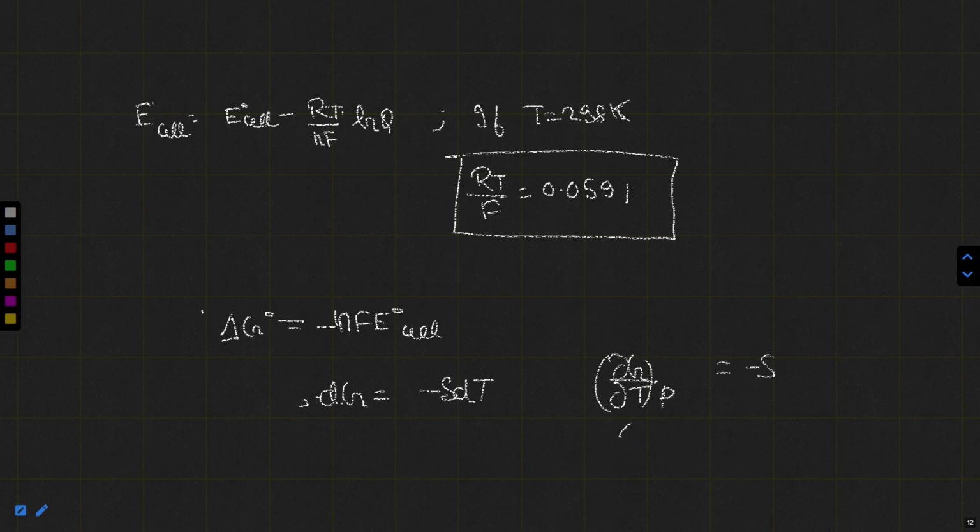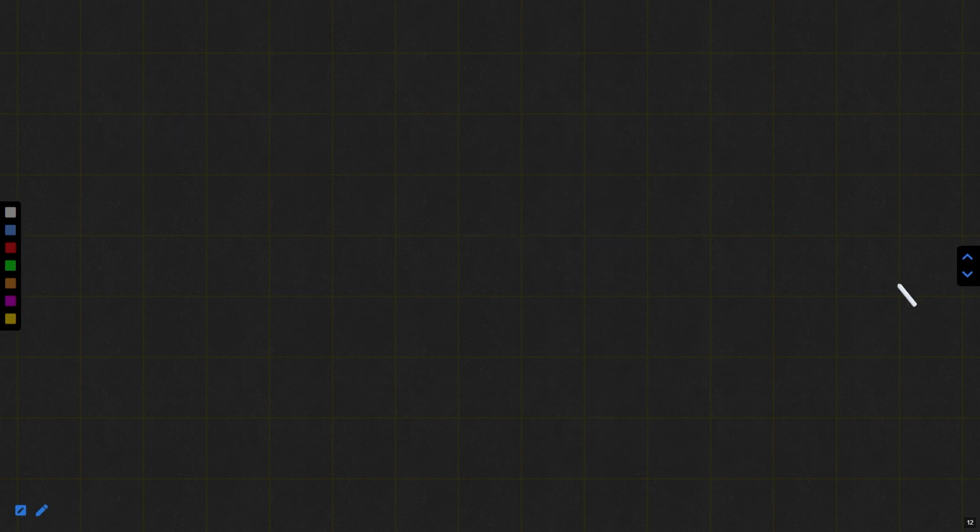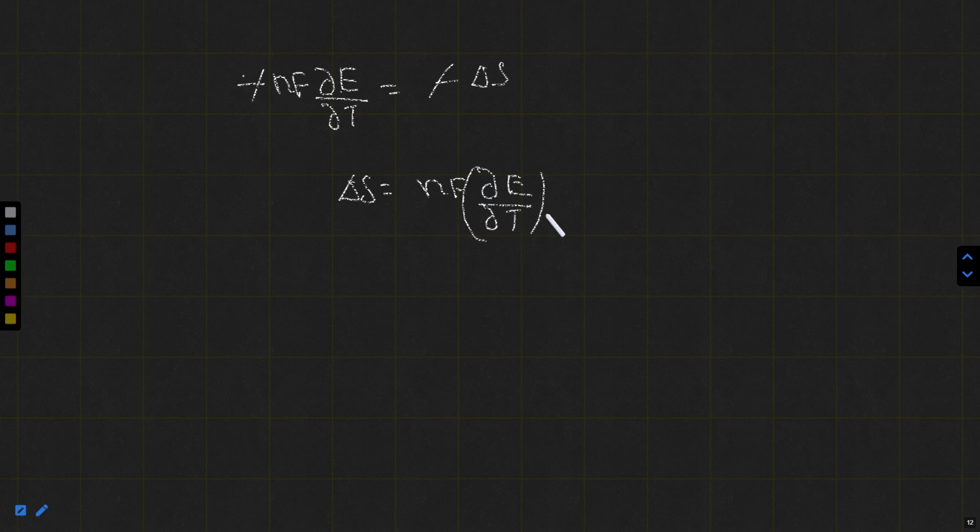Now what we have done, we have taken the change, and it resulted in this equation. Now delta G is equal to minus nFE. That would give us delta G by delta T replaced by dE by dT is equal to minus delta S. So minus minus will get cancelled, and this is our final equation: delta S is equal to nF dE by dT at constant pressure. So this should be mentioned at constant pressure.